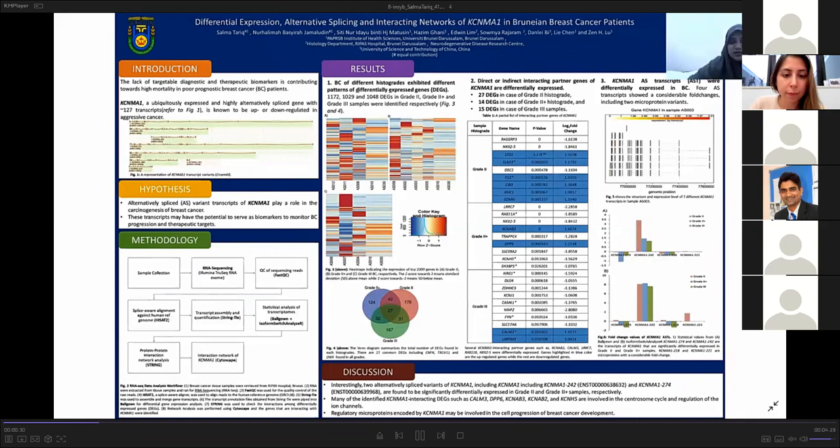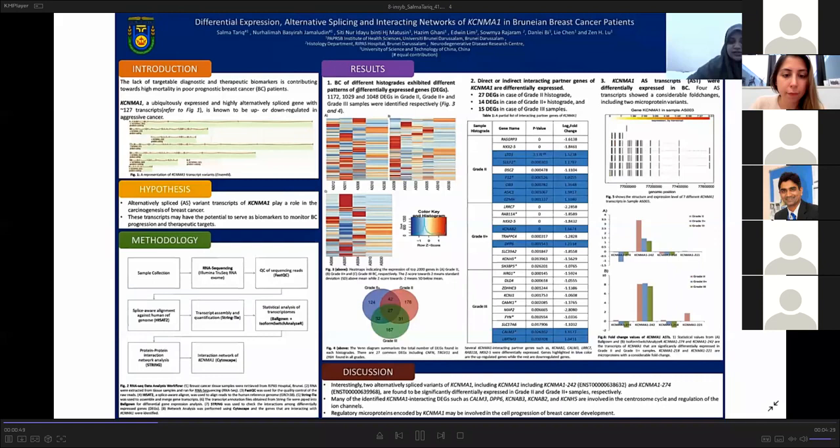Statistically, breast cancer is one of the leading causes of cancer death globally, with a high mortality rate due to lack of suitable biomarkers. KCNMA1, a gene that codes for the alpha subunit of the BK channel, is considered a potential biomarker due to its highly alternatively spliced nature that results in diversity of its function.